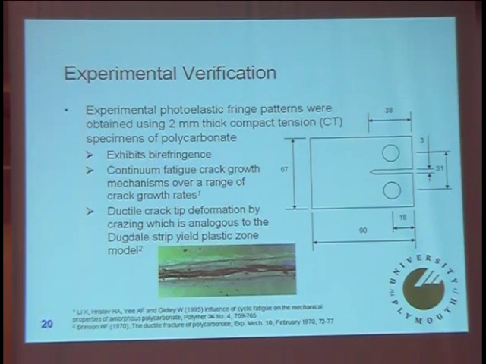So now on to the experimental verification. Well, so far we've tried digital image correlation, and we've mainly tried photoelasticity. We've looked at 2 mm thick compact tension specimens of polycarbonate. That's what they look like.